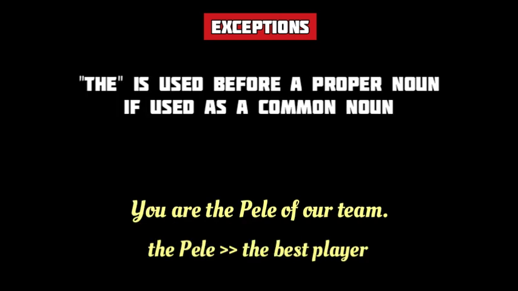Now for another exception, we know that the is not used before a proper noun. But if it's used as a common noun in the sentence, we may use the before it. For example, you are the Pele of our team. We know that Pele is a proper noun, but we are using it as a common noun in the sentence. Here Pele means the best player, so the has come before the proper noun Pele used as a common noun in the sentence.